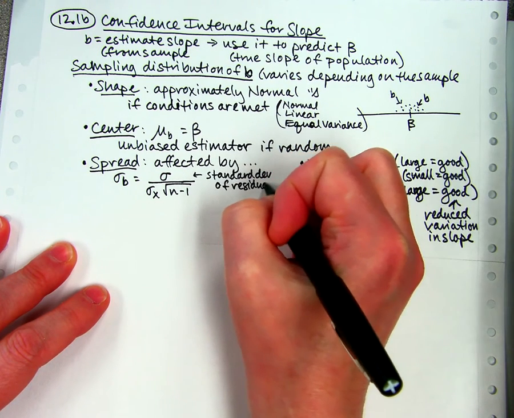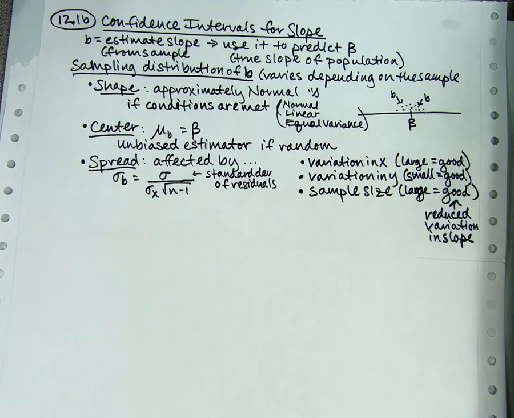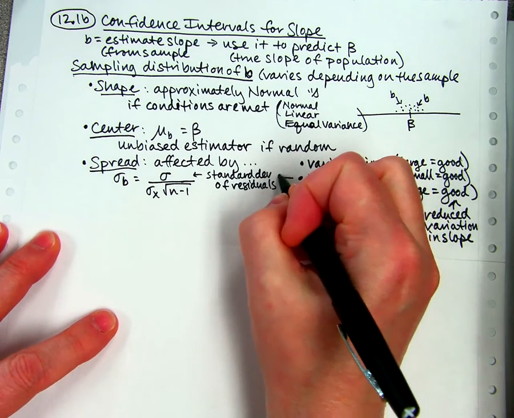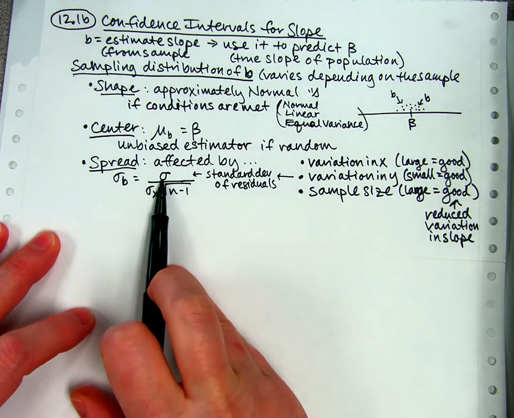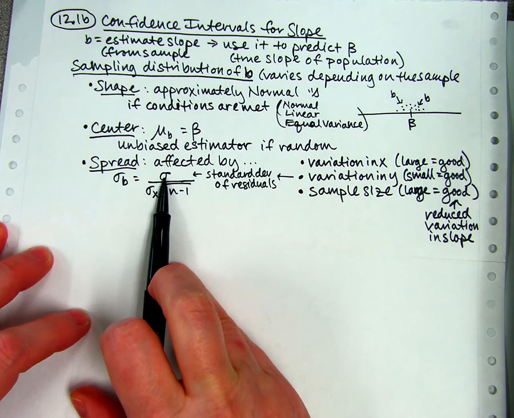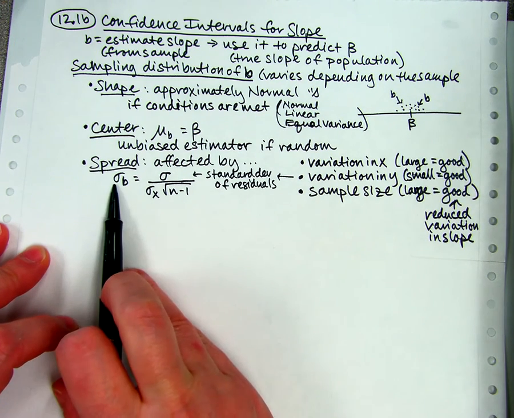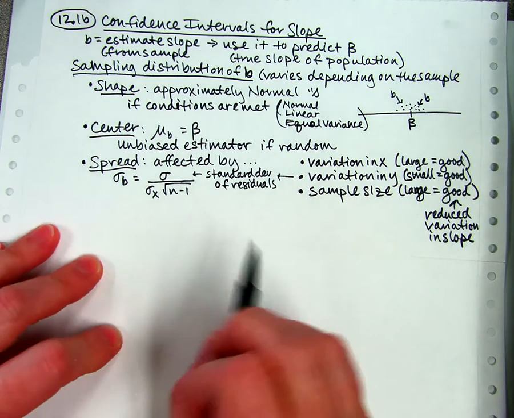And the standard deviation of residuals, remember, is the vertical distance off the line, which is basically a measure of the variation in Y. And the reason it's on top is that if Y varies more, then the slope varies more. And if Y varies less, then the slope varies less. So that's a direct relationship.